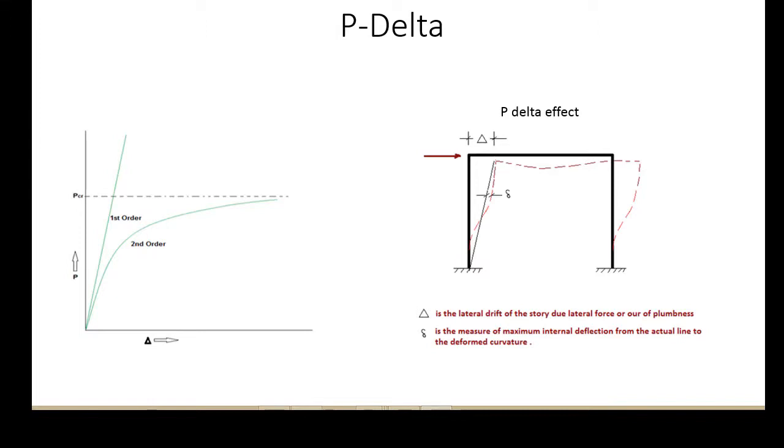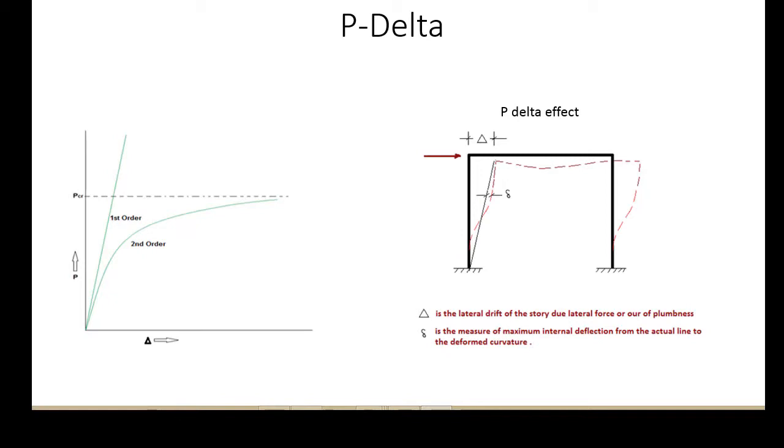You can see that as the load P increases, it generates an additional moment on the displaced or the deformed structure, thus inducing the second order effect, giving rise to additional displacement. One of the most commonly known second order effects is the P-delta effect.